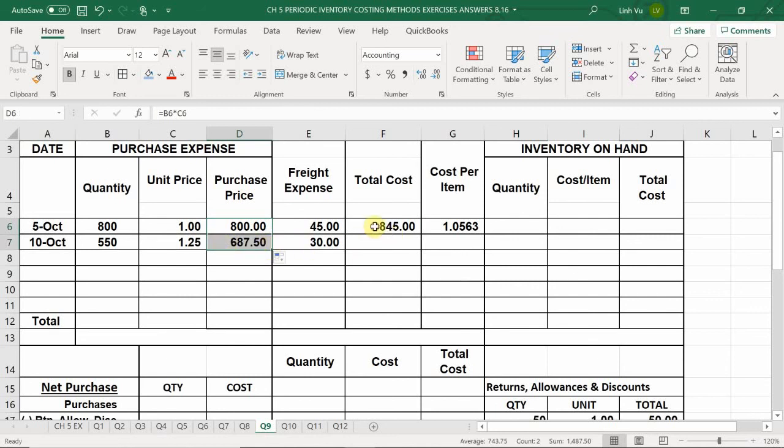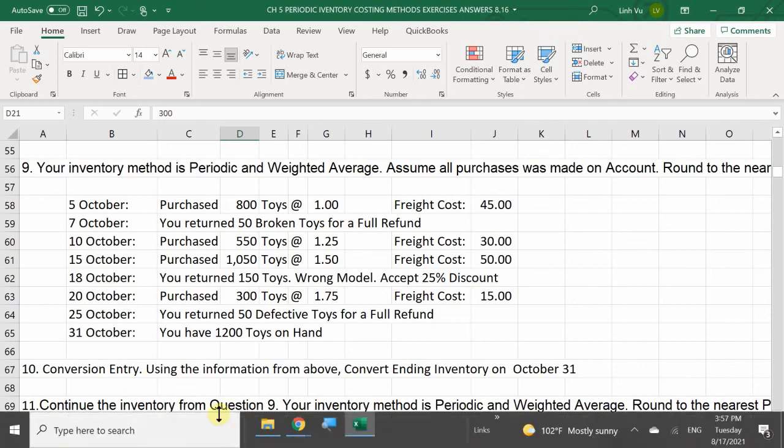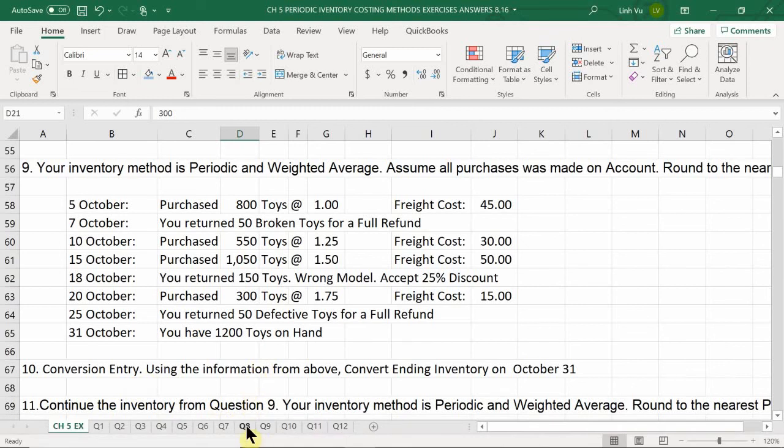$6K plus 30. $717.50, and we don't need to solve for our cost per item because it doesn't even matter. So then next, on October 15, we end up purchasing an additional 1050 toys at $1.50, with a freight costing 50. Let's go ahead and add that in there.